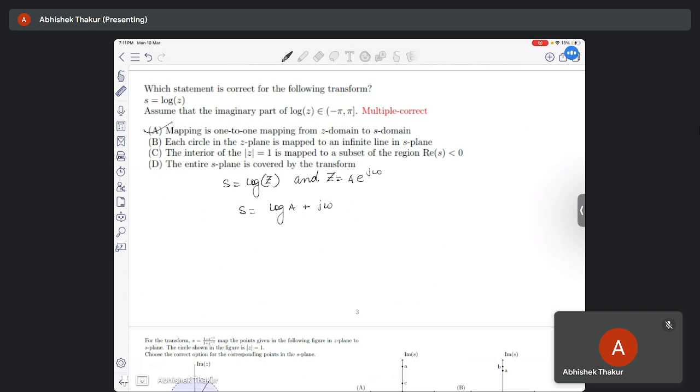Now for option B, here you can write that for every z there is a unique representation, so it will be a one-to-one mapping, in the form of a e to the power of j omega, and here omega is in between minus pi to plus pi.